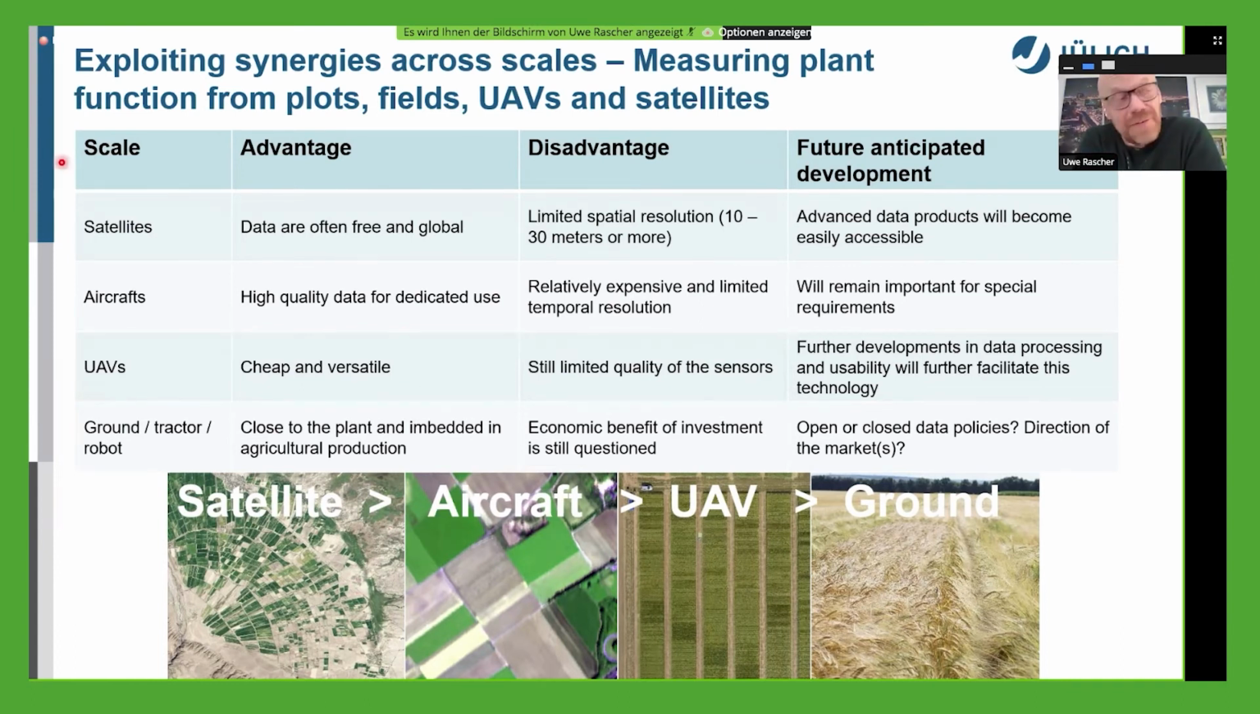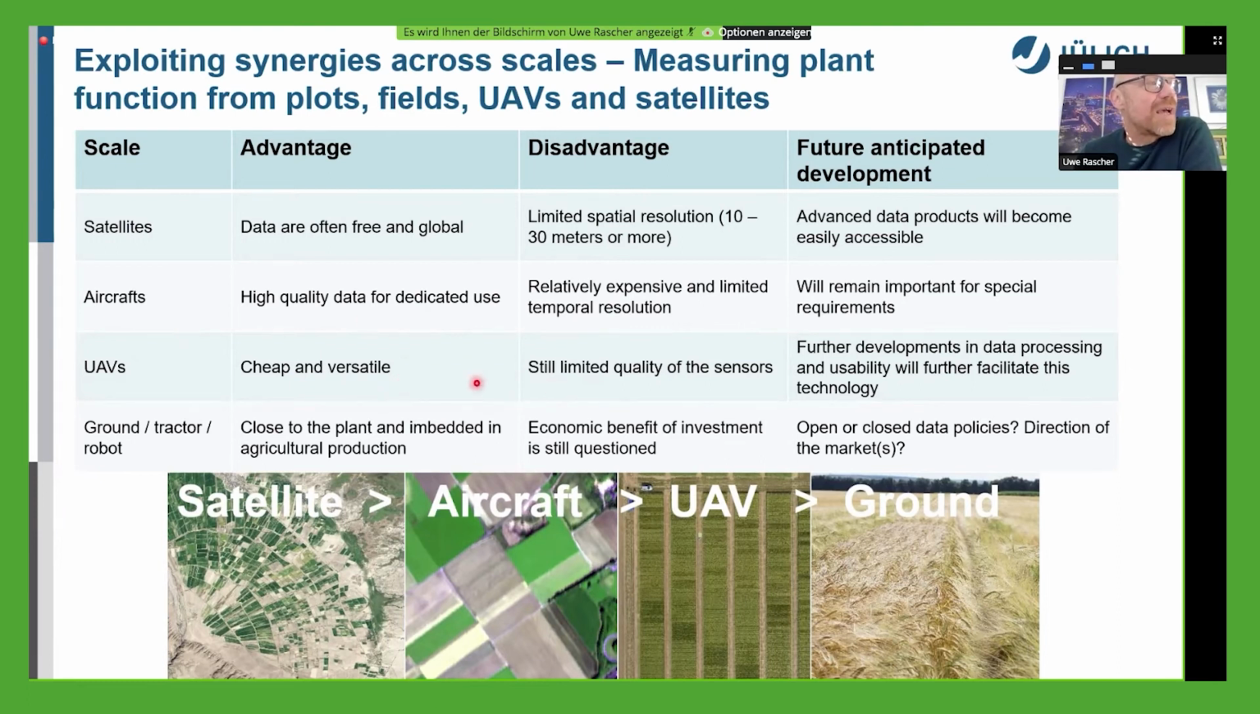From my perspective, there's a lot of technology development happening in all the different scales. However, the challenge for our future, I think, is really to now smartly link those different scales, which do not exclude each other. However, the smart modular linking of these different elements from satellite data, which are free, globally accessible, but still have the limited resolution, with aircraft data, which are an expensive product, but most likely still can provide relevant information for dedicated use on the intermediate scale.